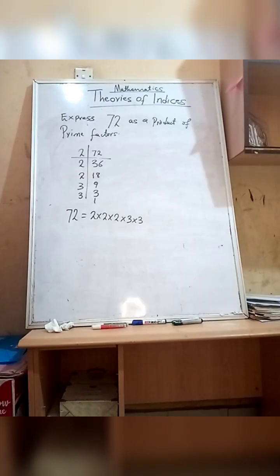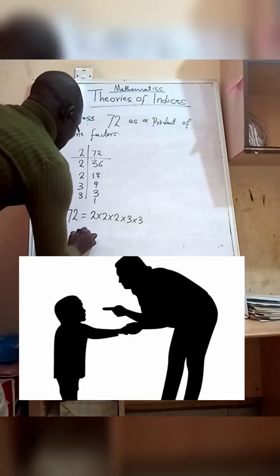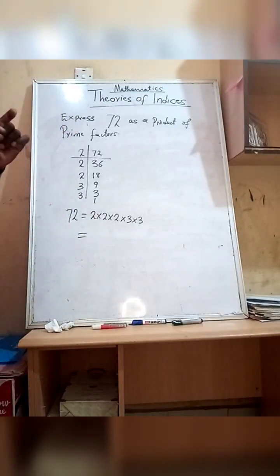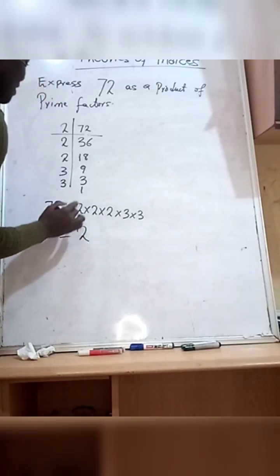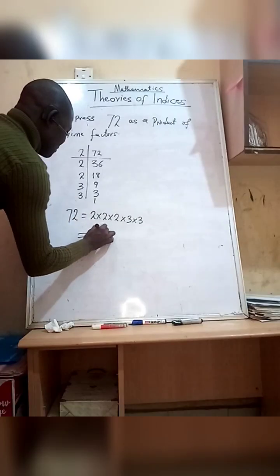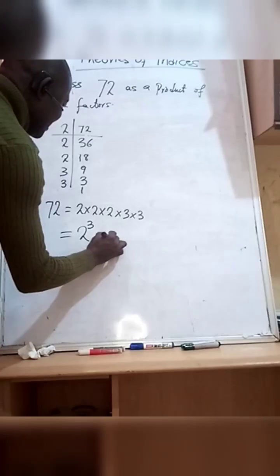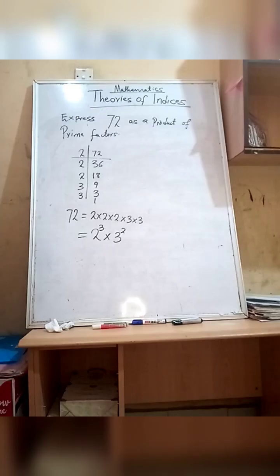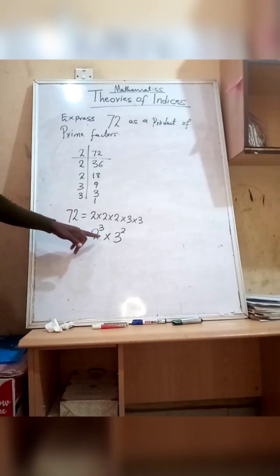Way back then, I'm talking about 1988 or 89, our teacher told us to write it in what he called standard form, and that is 2 raised to the power 3 and 3 raised to the power 2. This is what my teacher then called standard form. But with time, this is not standard form. This is index form.